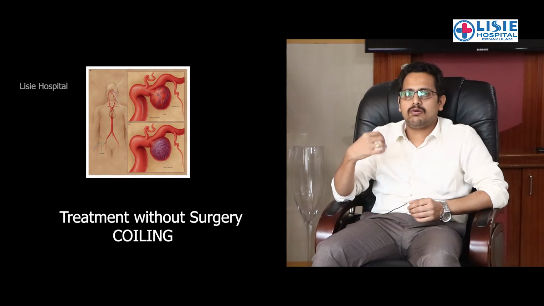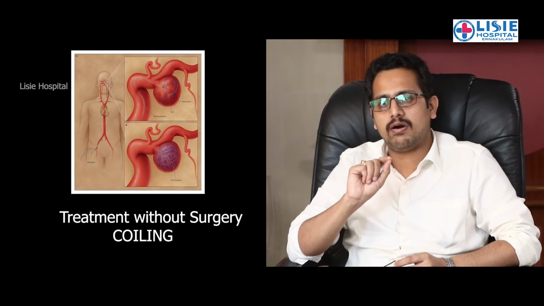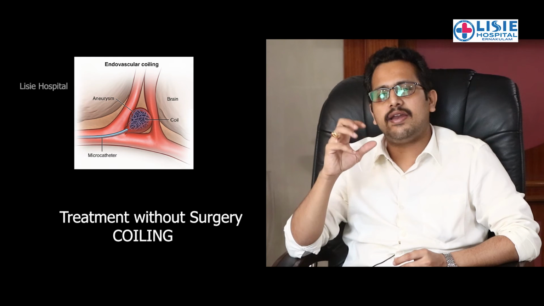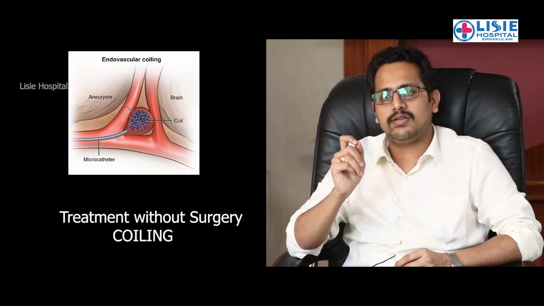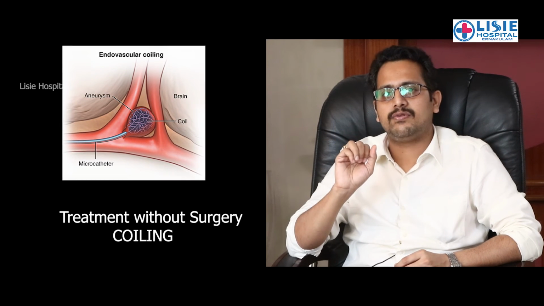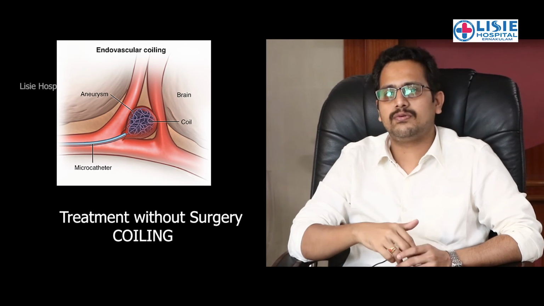The other treatment, which we do as a neurointerventional radiologist, is with a small groin puncture, we take special tubes into the brain and we put a small tube called a microcatheter into the brain aneurysm, and into that we fill the aneurysm with small coils which are made up of platinum. These coils will nicely fill up the aneurysm and thus we'll have a good, effective treatment similar to the surgical option.